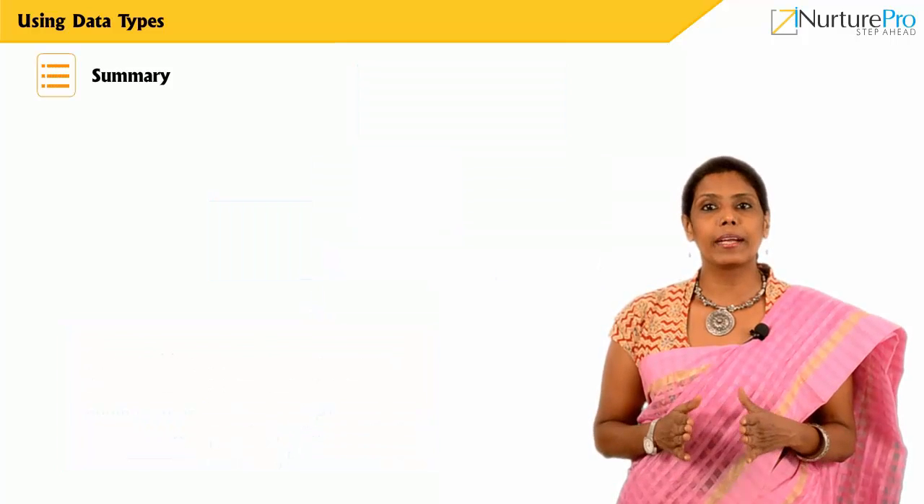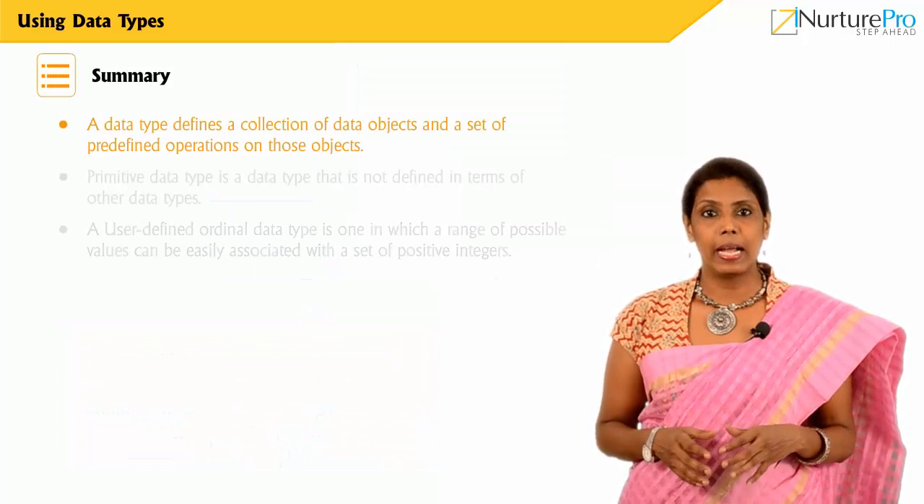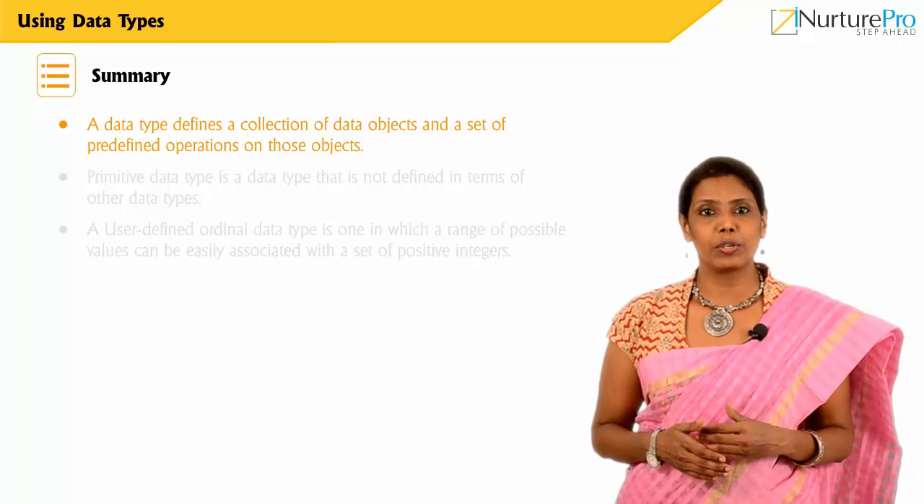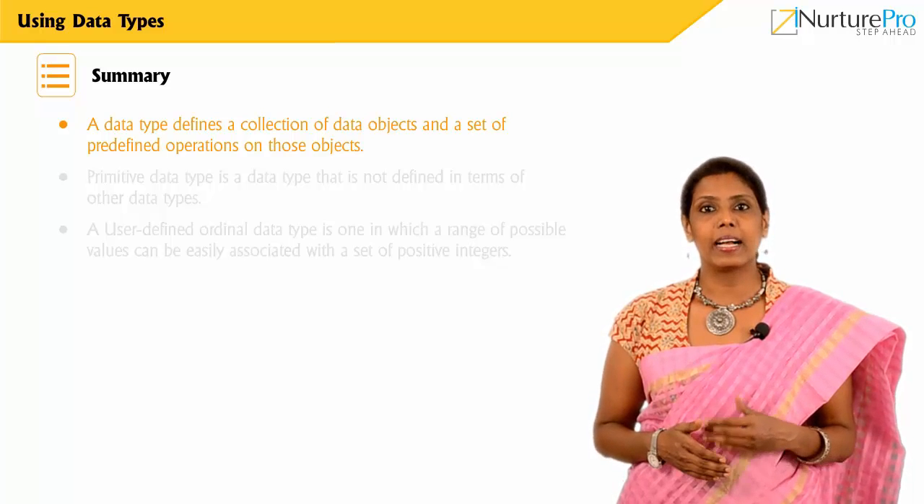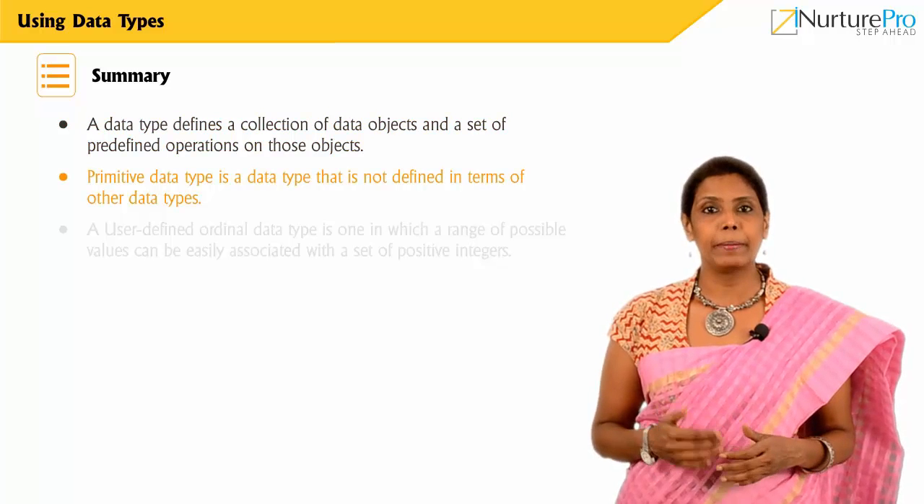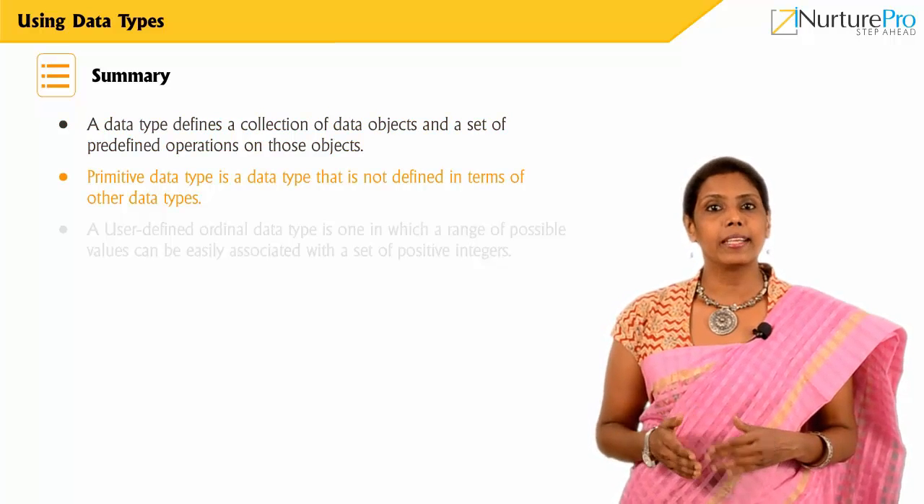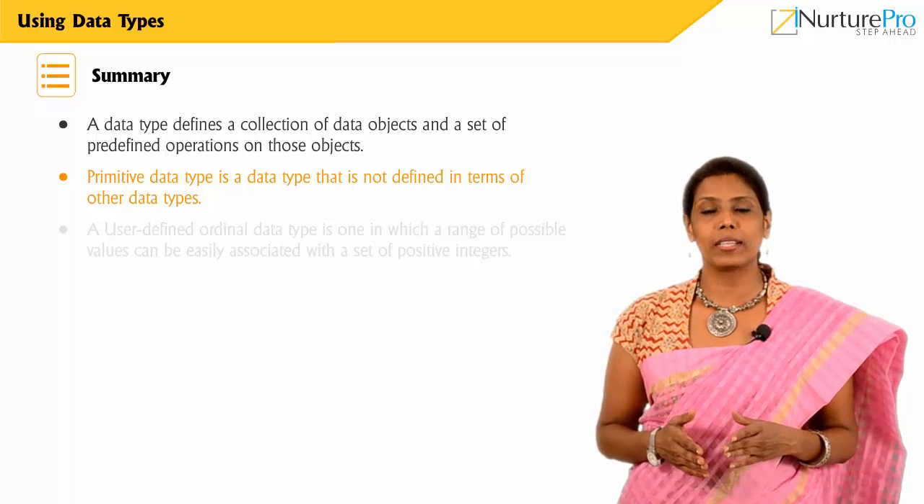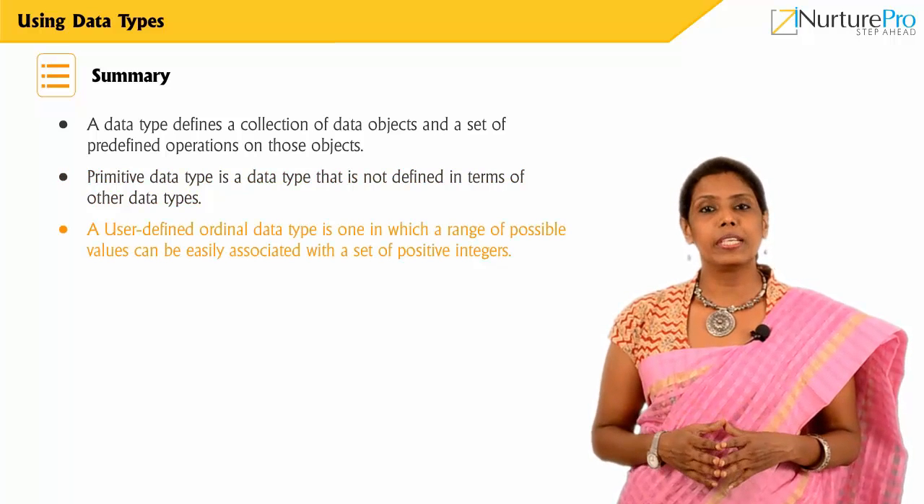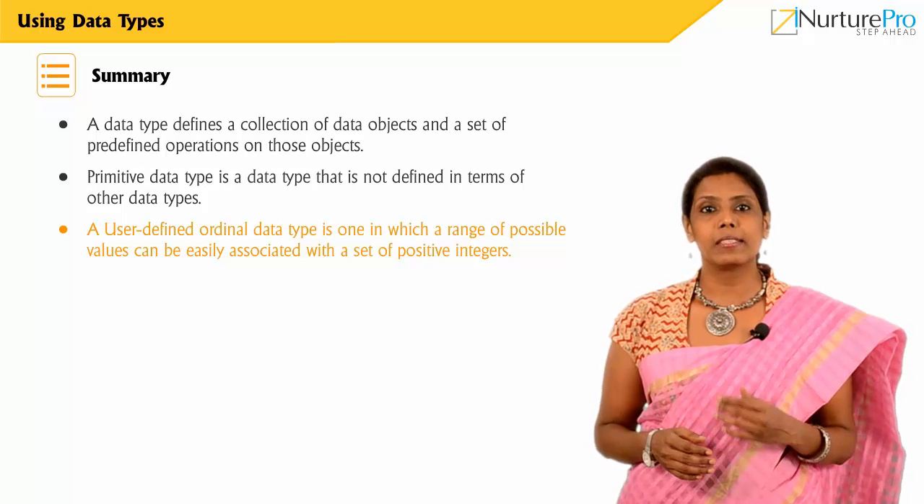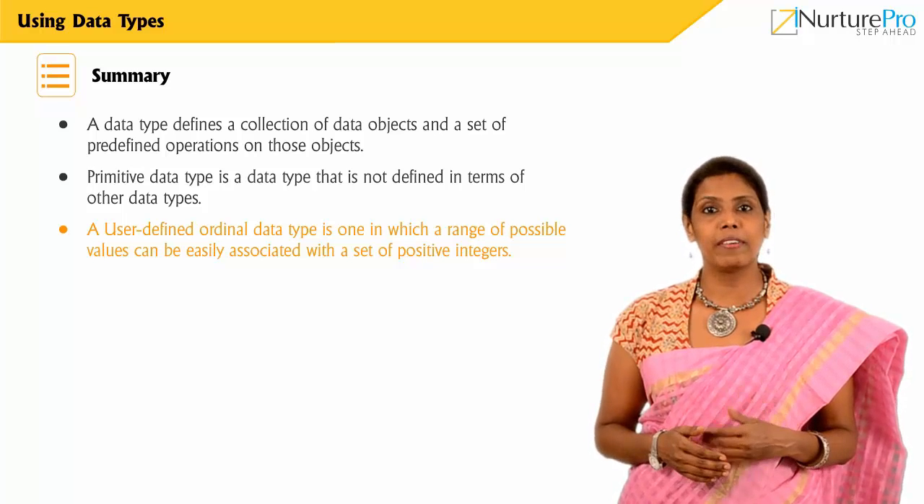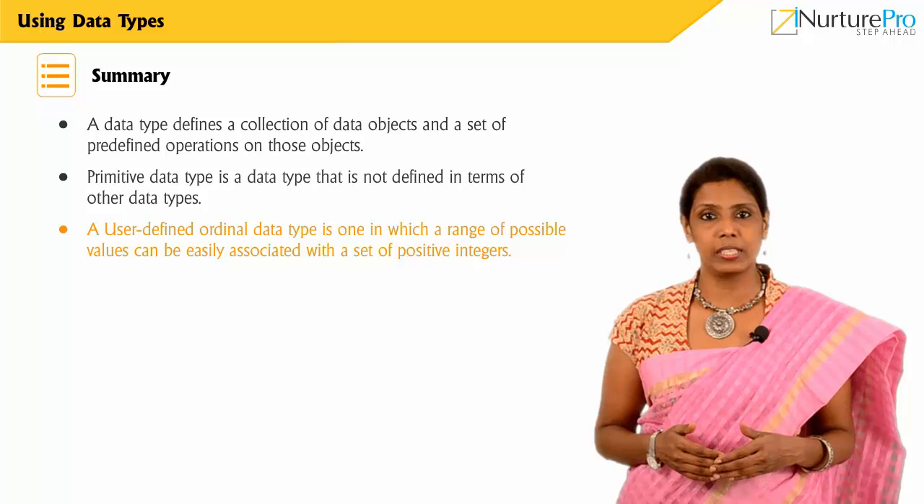Let us have a quick recap on what we discussed. A data type defines a collection of data objects and a set of predefined operations on those objects. Primitive data type is a data type that is not defined in terms of other data types. A user-defined ordinal data type is one in which a range of possible values can be easily associated with a set of positive integers.